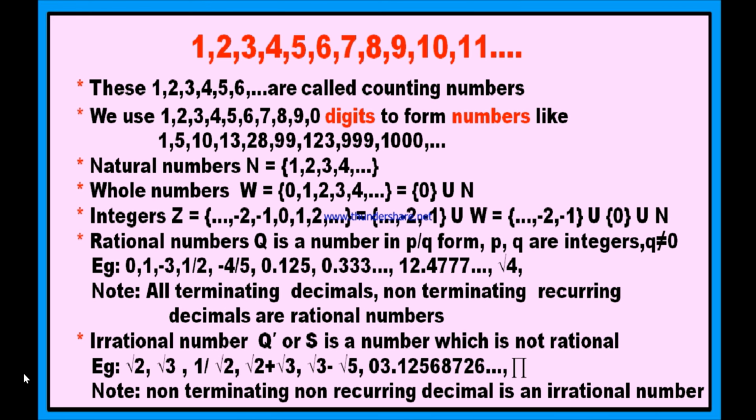If you look at these different types of numbers, you may come across natural numbers, whole numbers, integers, rational numbers and irrational numbers. But our chapter is real numbers. Now what is a real number? So far you know natural numbers, you came across whole numbers, you learned what are integers and you understood what is a rational number, and you also learned how a number is an irrational number.